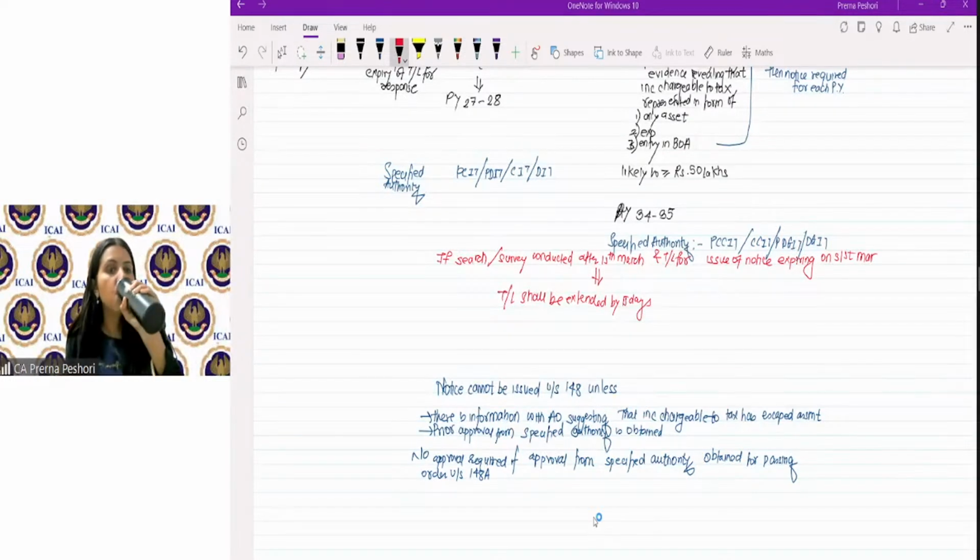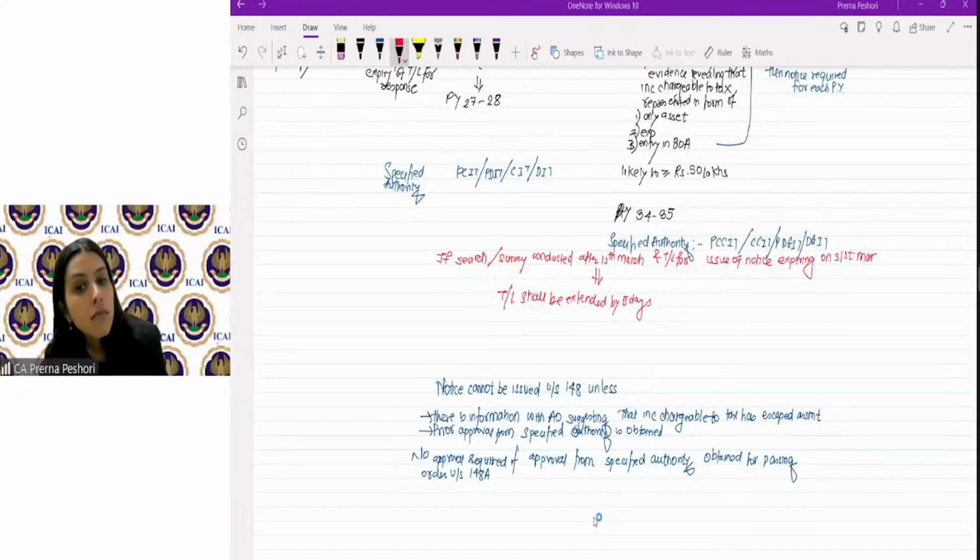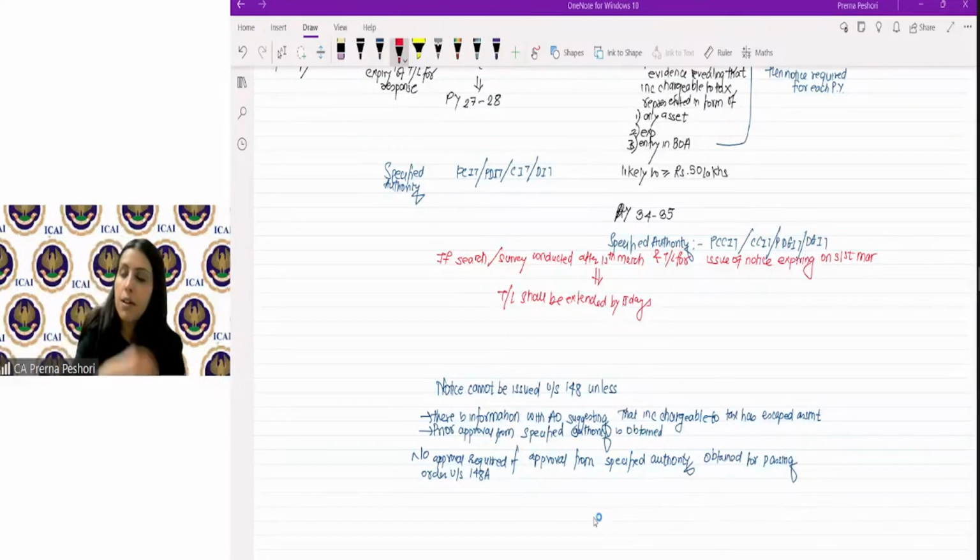Another situation. Now, as I said, the notice has to be issued under 148A for all other cases. Many of my clients, I can give you one example. In one of my client's cases, the notice was issued on 21st of March. And obviously, the 3 years were going to lapse on 31st of March. He was given, let's say, 15 days to reply.